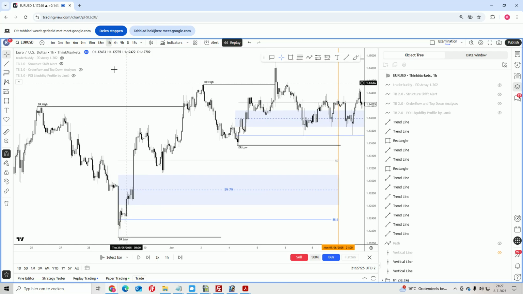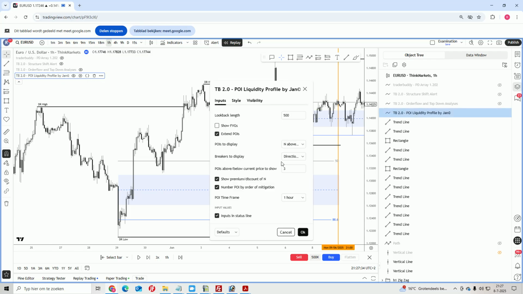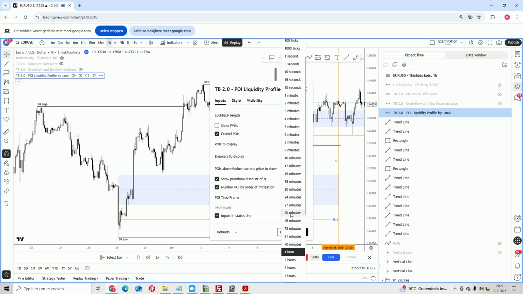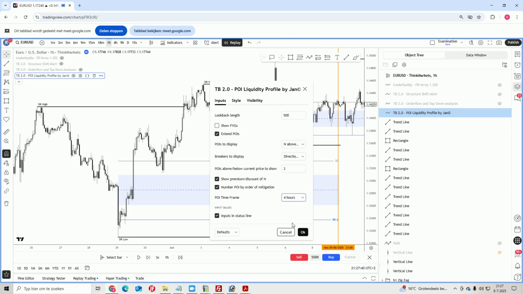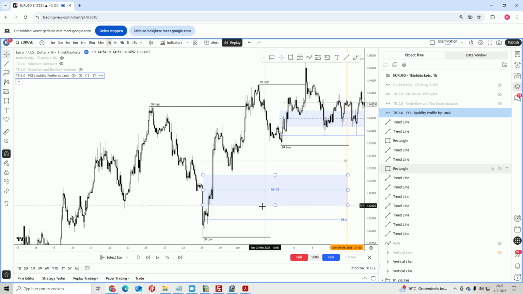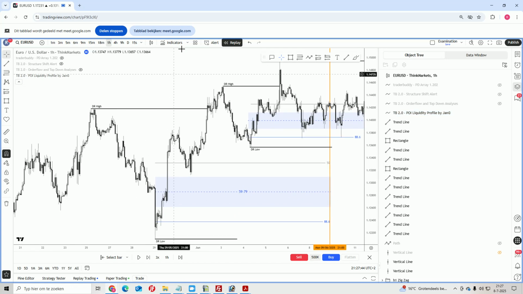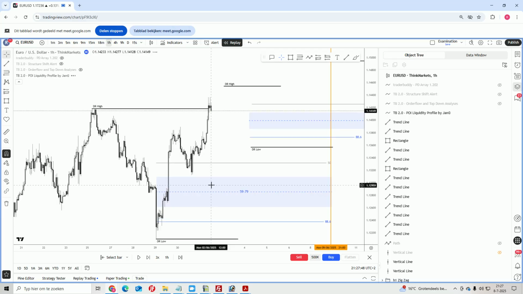Well, now the next indicator comes to mind, which is the POI liquidity profile from Jan. If we are on the 1 hour, we want to have at least 4-hour PD arrays. And now I have to put in the replay function. Okay.